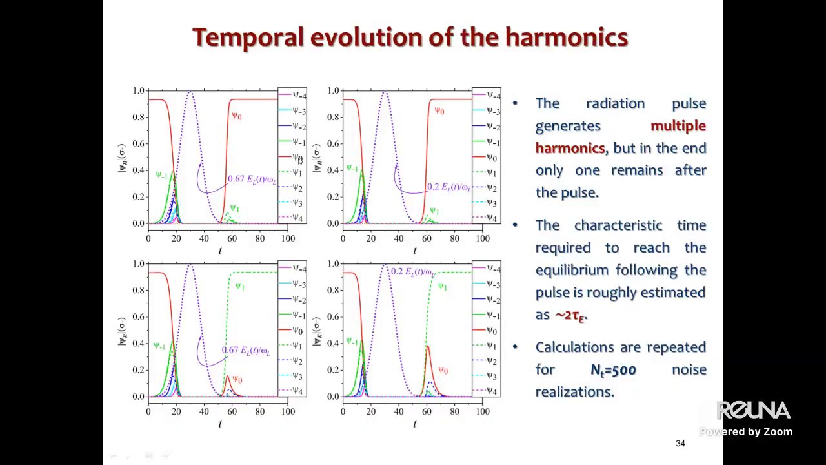So you see here a few harmonics from 0 to 4. Of course, I used from -8 to +8 harmonics in the numerical simulation, but in order to show them on the figure, I present only from 0 to 4, and from 0 to -4. We see that a radiation pulse initially excites multiple harmonics. However, only a single harmonic survives after the pulse. The characteristic relaxation time to reach equilibrium after the pulse is of the order of 2 pulses. So superconductivity starts to grow after another decay time.